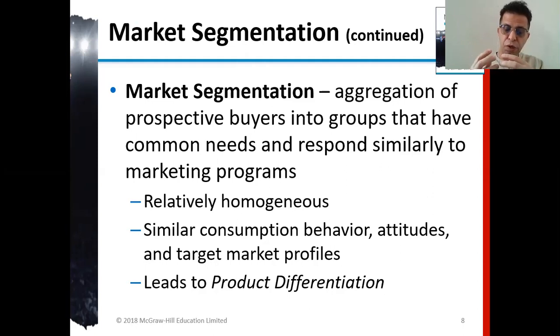People can be part of each group according to their attitude, their behavior, or certain perspectives. So they're relatively homogeneous, with similar consumption behavior, attitude, and target market profiles, and this will lead to product differentiation.